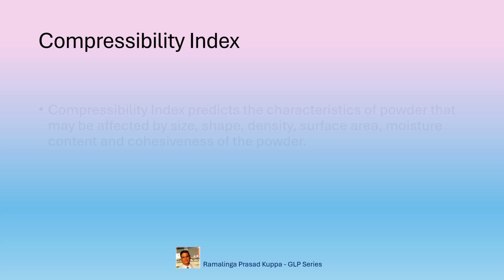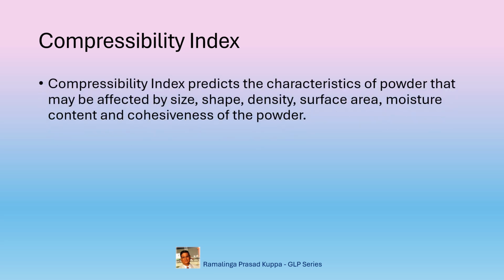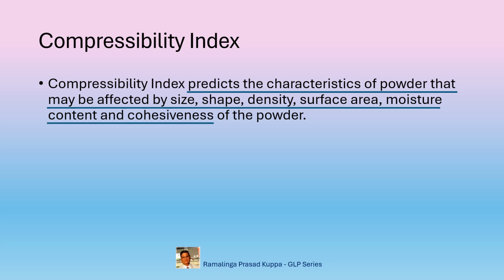Compressibility index. Compressibility index predicts the characteristics of powder that may be affected by size, shape, density, surface area, moisture content and cohesiveness of the powder. Compressibility index is another measure for powder flow and its compactness. It is an indicator of the ability of the powder to be compressed. This is also called the Carr index.